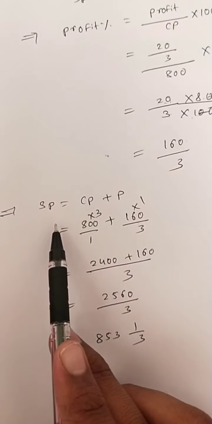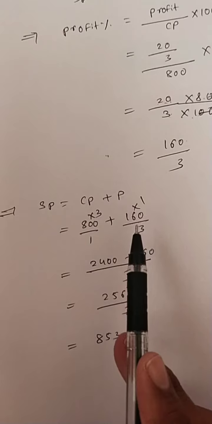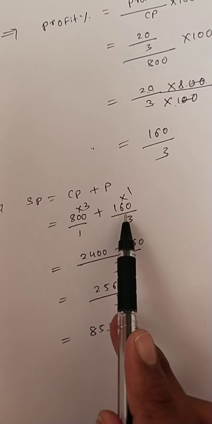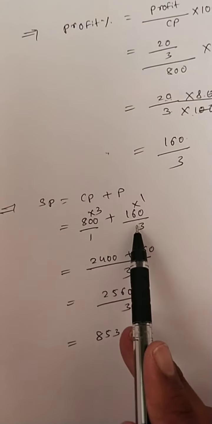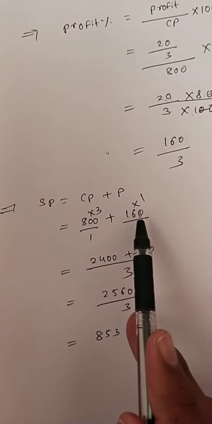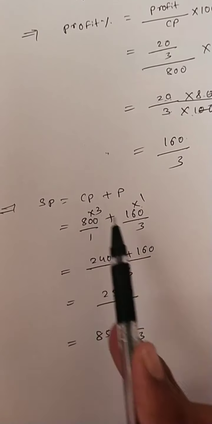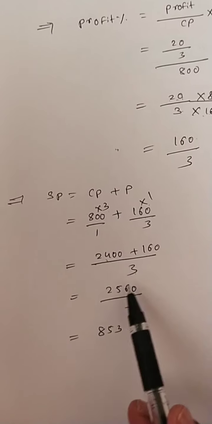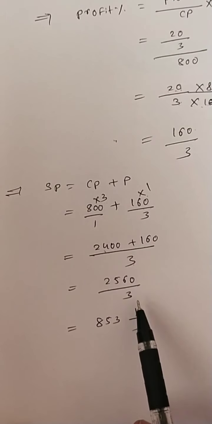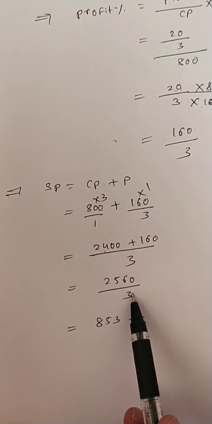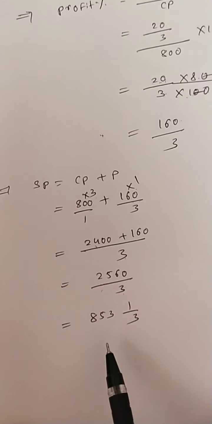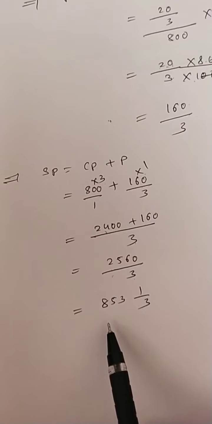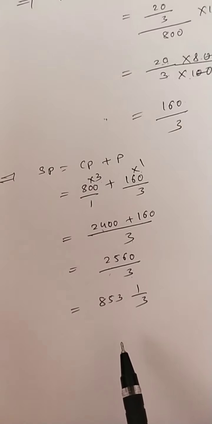Then you have the formula SP is equal to CP plus P. That is 800 divided by 1 plus 160 divided by 3. LCM is 3. This you multiply with 3, this you multiply with 1. 800 into 3 is 2400 plus 160. After adding this, you will get 2560 divided by 3. This is in the form of improper fraction. Convert this in the form of mixed fraction, and you get 853 integer 1 by 3.